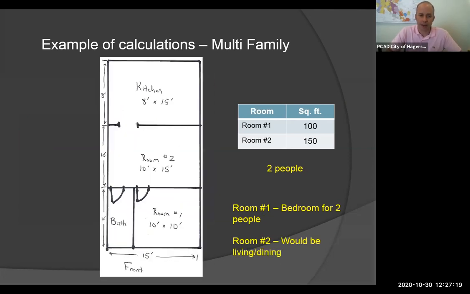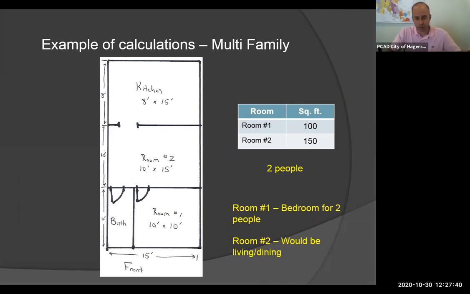So let's take another example for calculating a multifamily. Now I have where I'm entering in off, let's say, the kitchen area at the top of the screen, and I can walk through the spaces here. And I have room 1 at the bottom here. That's a 10 by 10, which is 100 square feet. And room 2 is 150 square feet. How many people can occupy this?